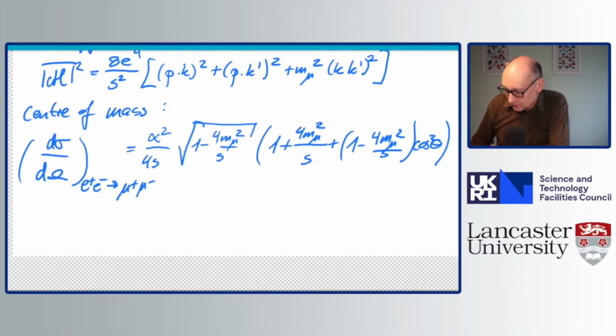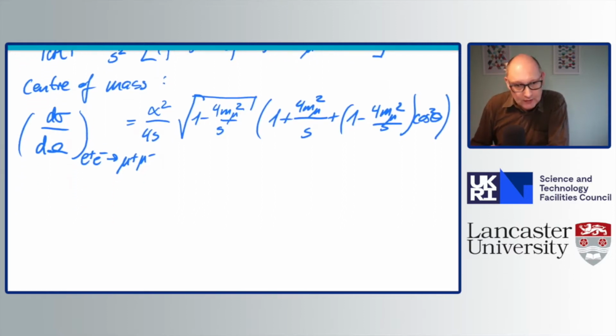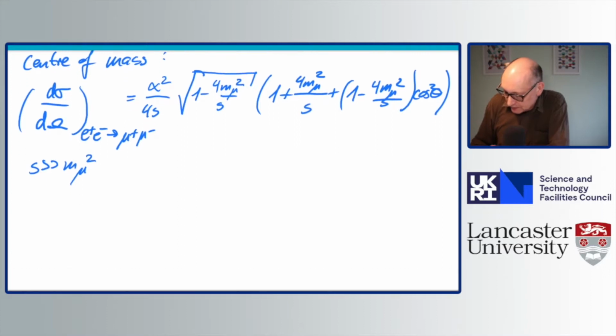Now let's just work in the limit again, where the energy is much bigger than m mu squared. Then we would find that the differential cross section is alpha squared over 4s, and just have the 1 plus cos squared theta.